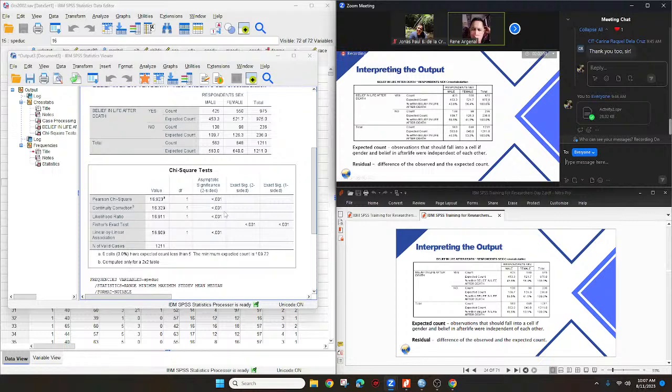Same here, that is 648 times 975 divided by 1,211. You get 521.7. Here, that would be 563 times 236 divided by 1,211. You get 109.7. This one, 648 times 238 divided by 1,211. So the residual is the difference between the actual or the observed and the expected. So we expect here, for example, a difference of 28.